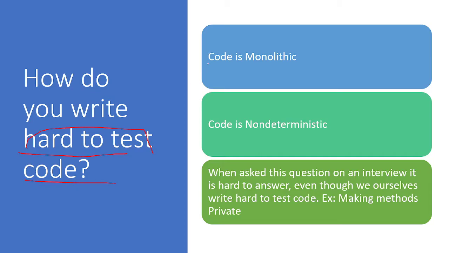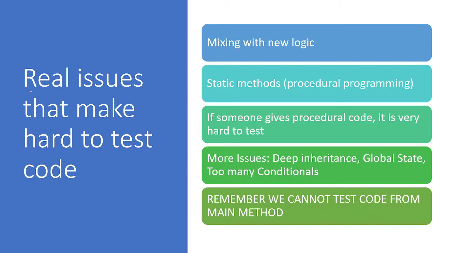So how do you write hard to test code? A couple things come to mind. Code could be monolithic. The code could be non-deterministic. And when asked this question in an interview, it is hard to answer, even though we ourselves write hard to test code. Making methods private is one of the examples. I'm sure we all have made hard to test code, each and every one of us. So let's see, what are the real issues that make hard to test code? We're going to be talking about real issues.